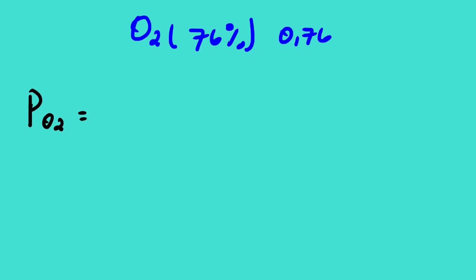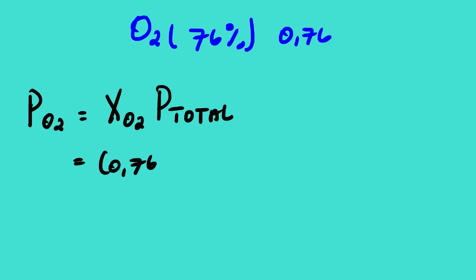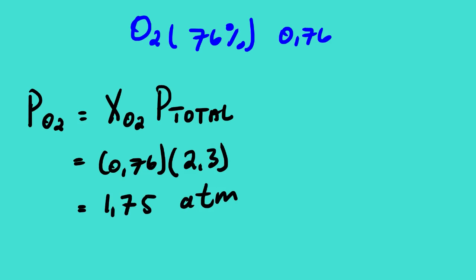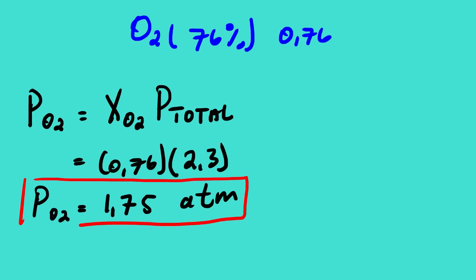Now we are looking for oxygen. We have 76%. Dividing this by 100, we get 0.76. Then using our equation for partial pressure, PO2 equals XO2 multiplied by P total. So we have 0.76 multiplied by 2.3. We get that the partial pressure for oxygen in this container is 1.75 atm. This is the second part of our answer. Let us go ahead and find the last one.